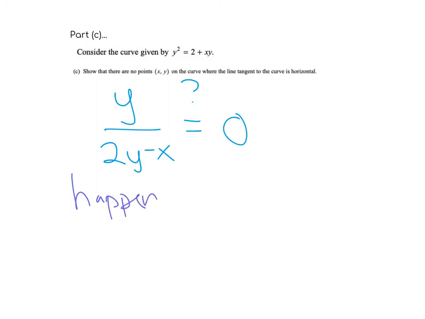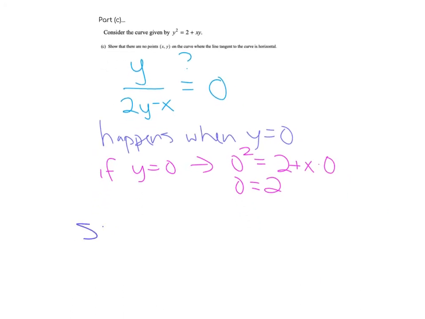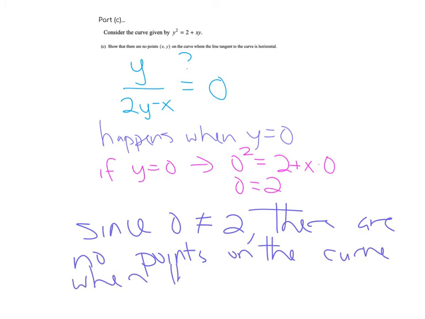That happens when y equals 0. If y equals 0, then 0 squared equals 2 plus x times 0, so 0 equals 2. Since 0 does not equal 2, there are no points on the curve where the tangent line is horizontal.